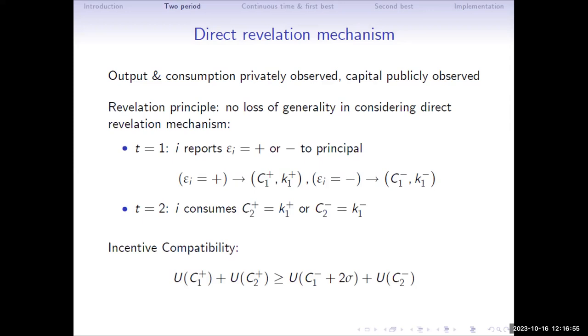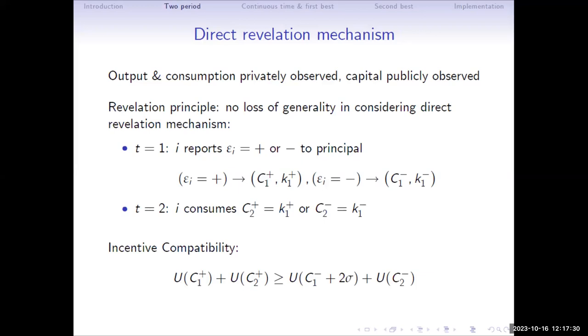So now the principal is giving me a mechanism, or a menu if you want. At time one, I report if I was successful or not. If I was successful, I have to give to the principal 1 plus sigma. If I report I was not, I have to give 1 minus sigma. And then as a function of my report and what I deliver, the principal gives me a consumption at time one and a consumption at time two. One way for the principal to give me consumption at time two is to give me some capital that I can plant at time one, and I will consume the fruits at time two.